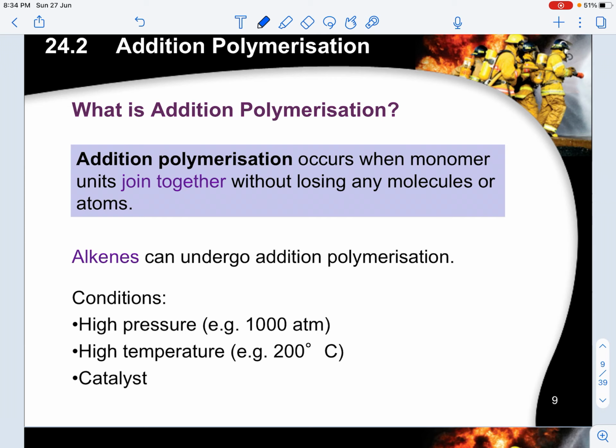So addition polymerization occurs when the monomers just join together without losing any molecules or atoms. The only ones that usually do this are alkene molecules, which can undergo addition polymerization. Some of the conditions they need are high pressure and, of course, high temperature. These two conditions must be met in order for alkenes to undergo addition polymerization. And of course you use a catalyst to speed up the reaction.